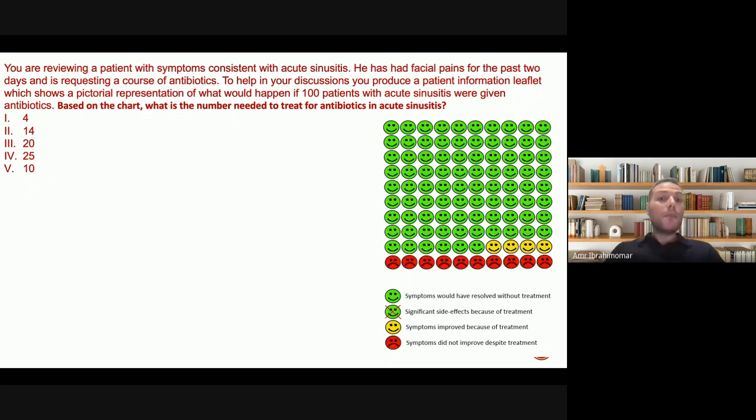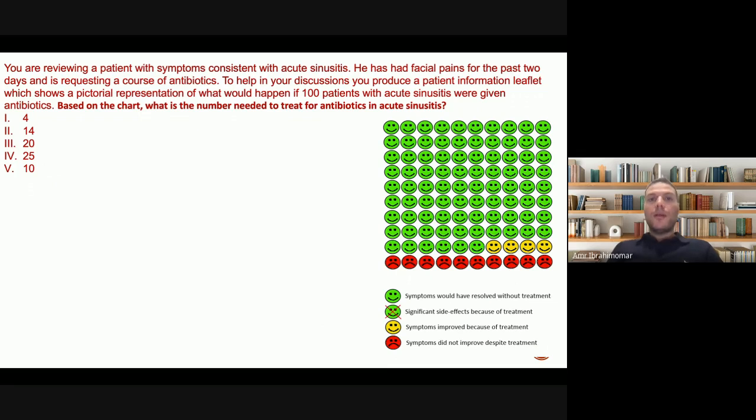Why? Because number needed to treat, how many people you treat to save one life. Here, we are treating 100 to save 4 yellow faces. It might be 5 yellow faces. It might be 6 yellow faces. You will be very lucky if you will have only 1 yellow face. That means it is a number needed to treat 100. Because you need to treat 100 people to save one face or to save one patient.